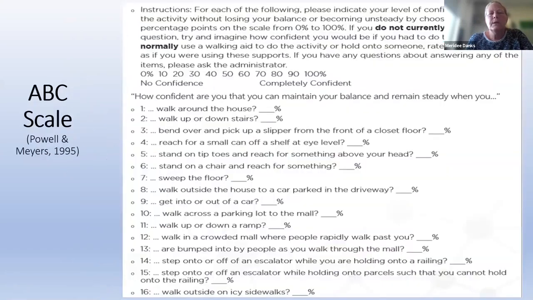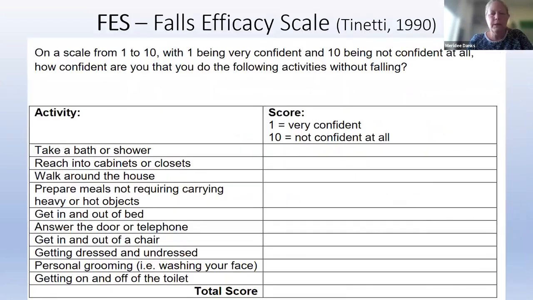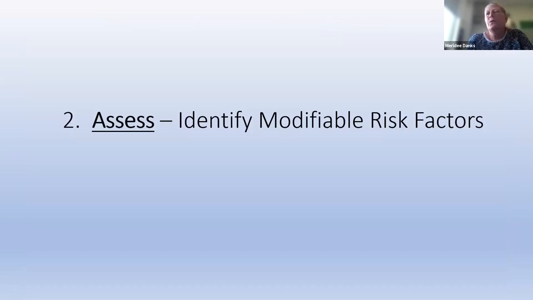So this shows the ABC scale, just to give you an idea of the questions asked. This is used quite a bit in the clinic. And this is an example of the Falls Efficacy Scale. It only has 10 items to score. 1, they're very confident, 10, not confident. They can choose between those. And you notice that it's more about activities getting around the house versus the community, where you would see with the ABC. So we did the screening, and our individual was identified as a risk of falling.